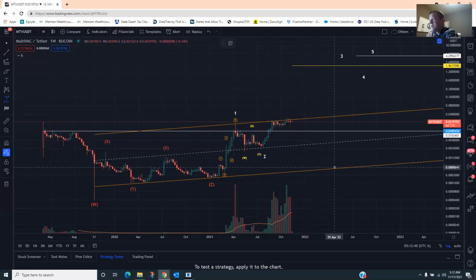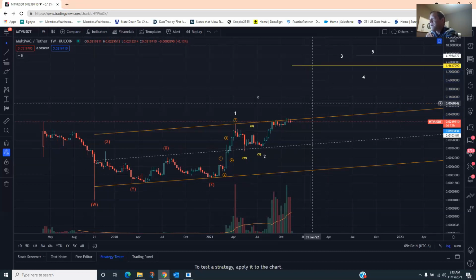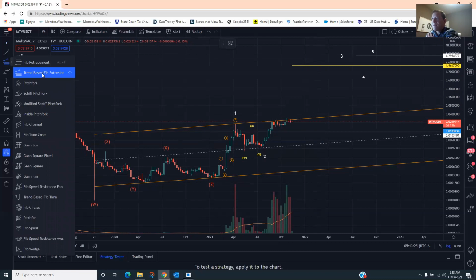I'm anticipating, based on this chart, based on my last video and what we discussed with how waves work, this thing to potentially go 9,000 to 20,000 more percent. So 10 to 20,000 more percent is what I think it can do. I'm not saying it's going to do that. I'm not saying that's what's going to happen, but that's where it can go. And I get that from my trend-based fib extension.